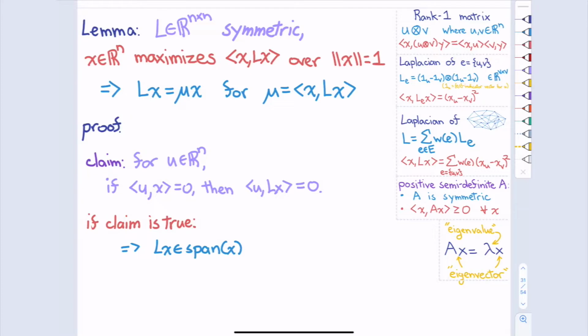Yeah, but expand that a little more. What is u? Well, for example, if we're in 3 dimensions, here's 3 dimensions, and let's say here's u, and then here's x, and then here's Lx. They're all mutually orthogonal, but Lx is not in the same direction as x, right?